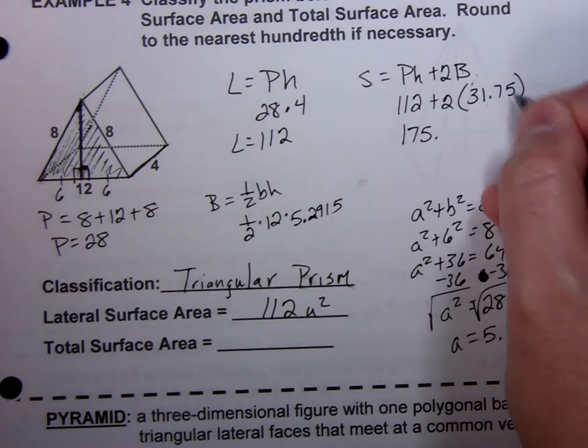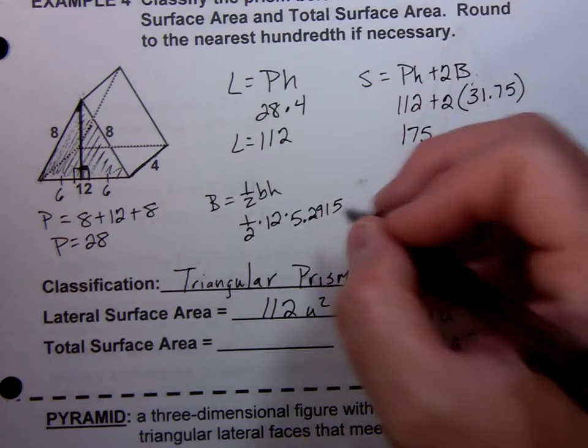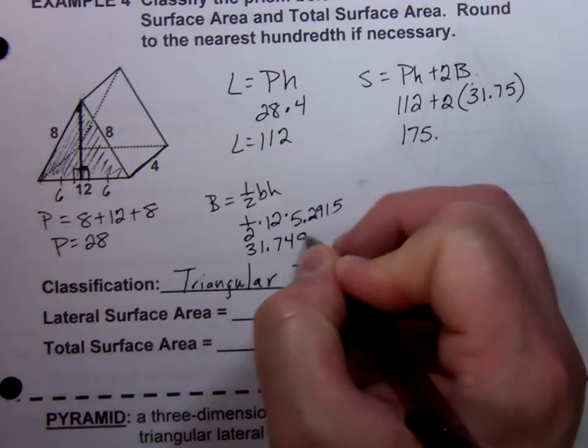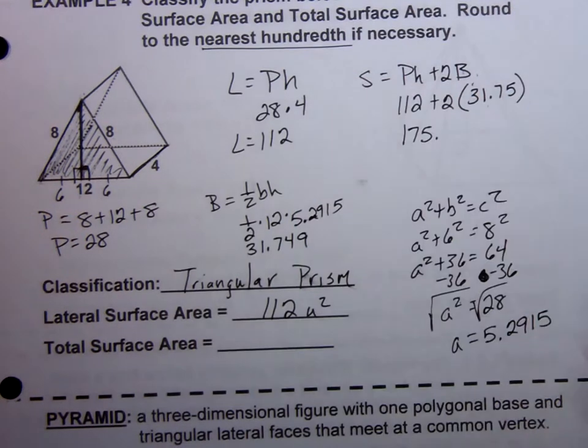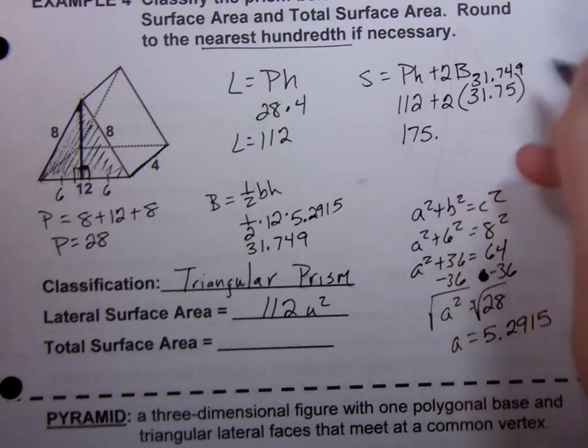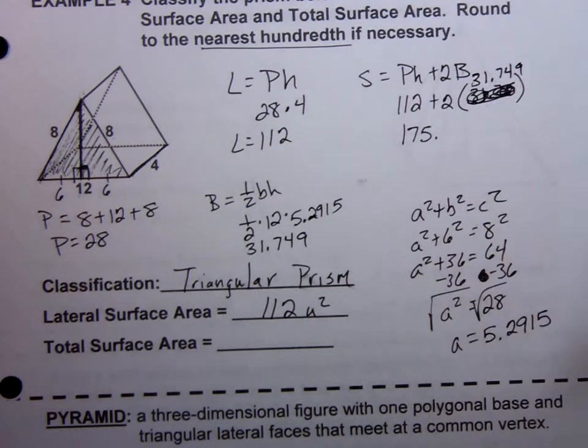I should have kept extra points over here. I should have just left it at 749. Let's leave that at 31.749, because we want to round to the nearest hundredth at the end of the problem. And if I round to the nearest hundredth in the middle of the problem, it's going to affect our answer. So let's type that in differently.